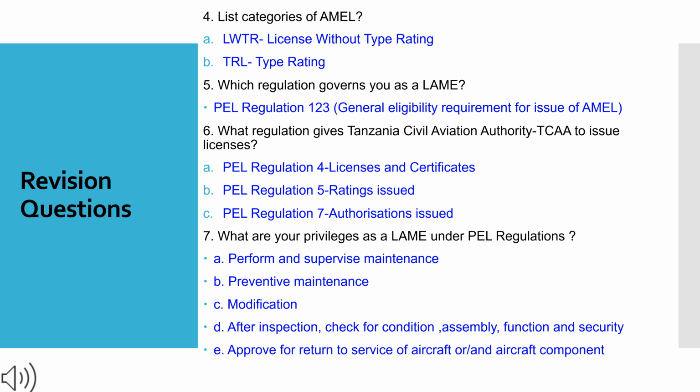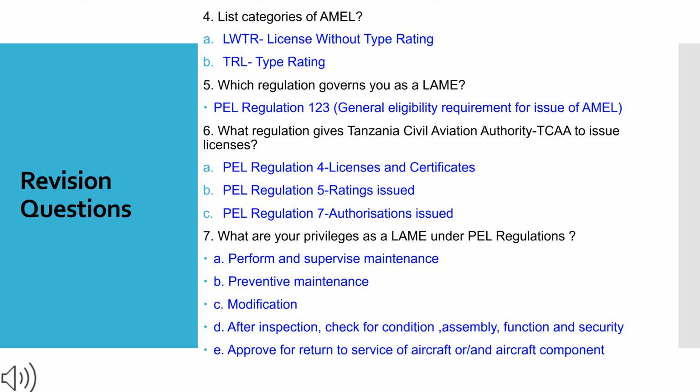We continue with the revision questions. Now to question number 4, which asks to list the categories of aircraft maintenance engineer license. They include the license without type rating and the license with a type rating. We have already discussed what a type rating is in the earlier discussion. Also, question number 5 asks what regulations govern you as a licensed aircraft maintenance engineer.